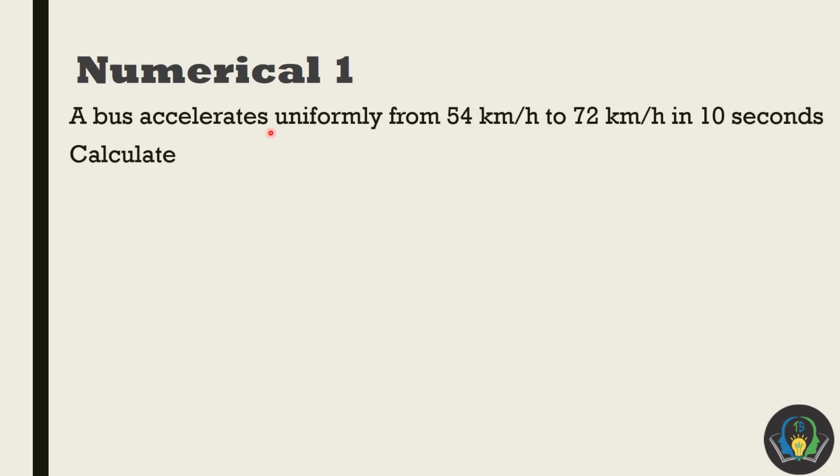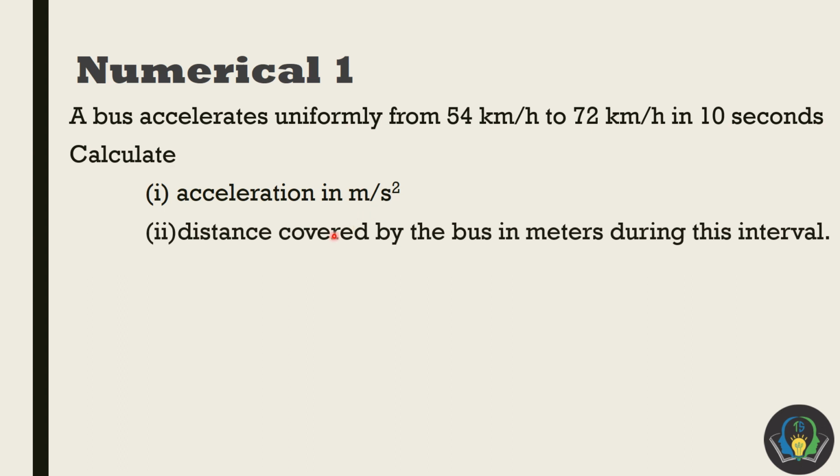A bus accelerates uniformly from 54 km per hour to 72 km per hour in 10 seconds. Calculate acceleration in meter per second square and distance covered by the bus in meters during this interval. So students, here we are supposed to find 2 things. We will begin with the acceleration, as you have already learnt about it. I hope you can recall the formula to find acceleration. So let's absorb the data.